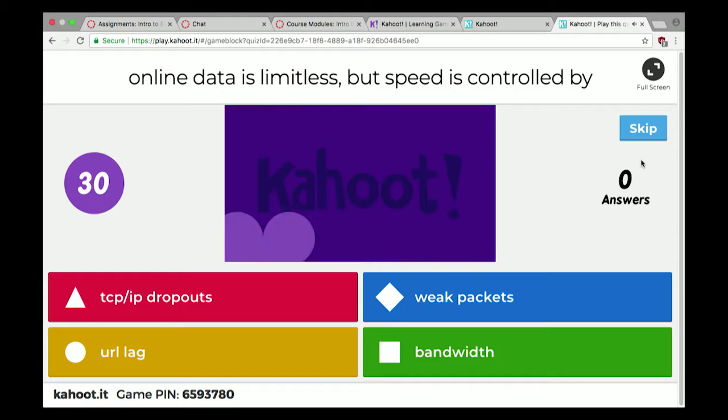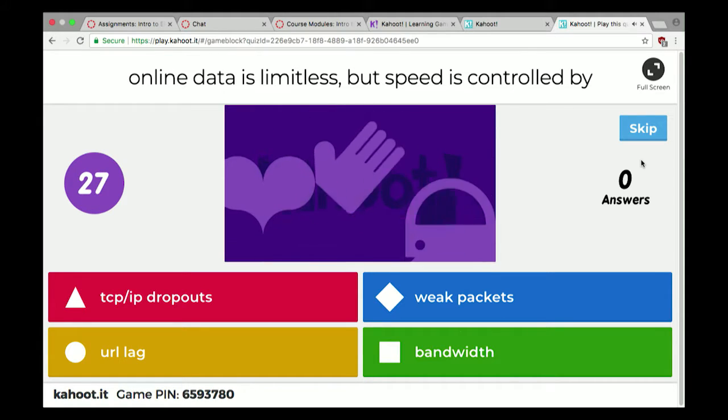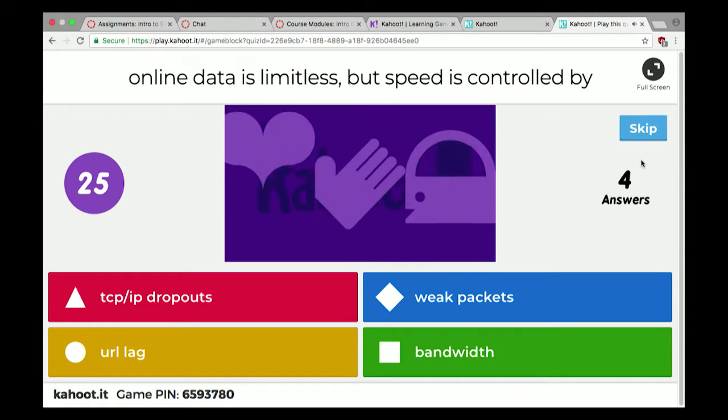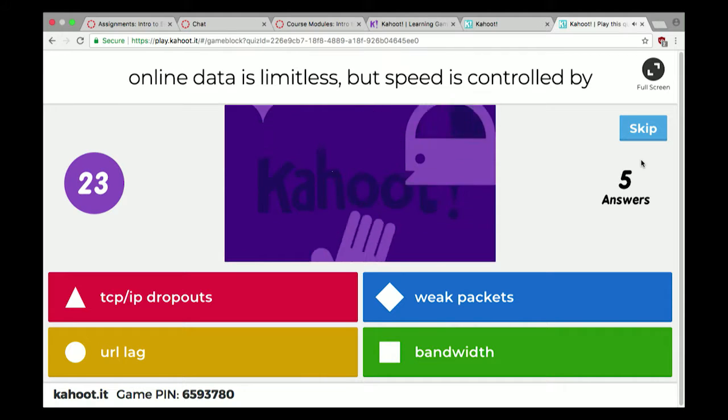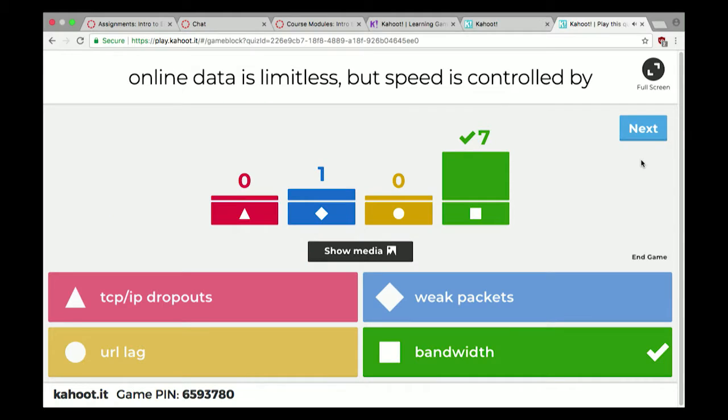Online data is limitless, but speed is controlled by what? So you can have as much stuff on the internet as you like, but what's the bottleneck? All right, 7 people. All right, this is great. Bandwidth, that's right. So bandwidth is what limits the speed at which it's going to come into your home. And that was crucial. You know, it kept video out of the internet for a while until the internet speeded up enough.